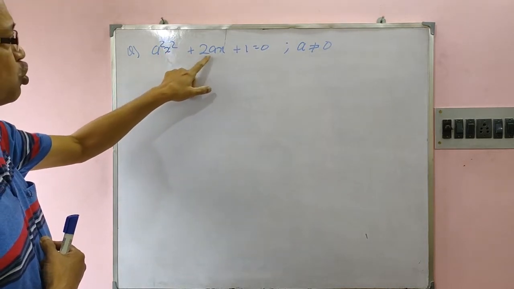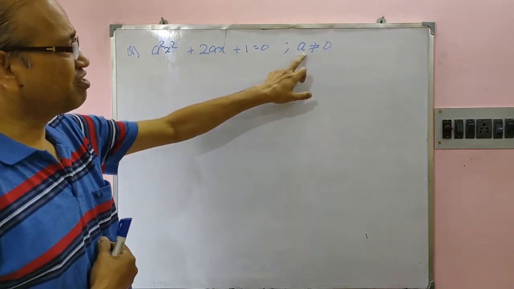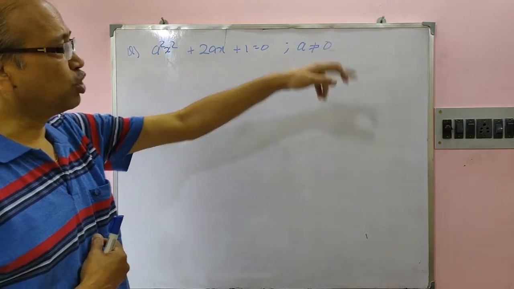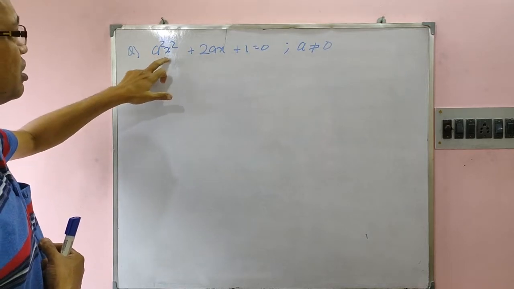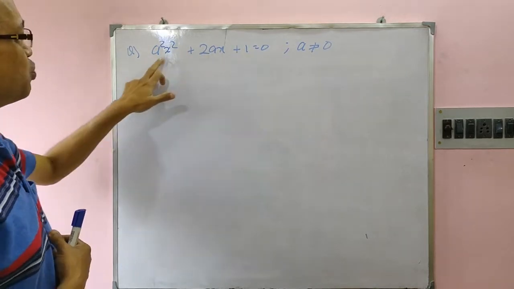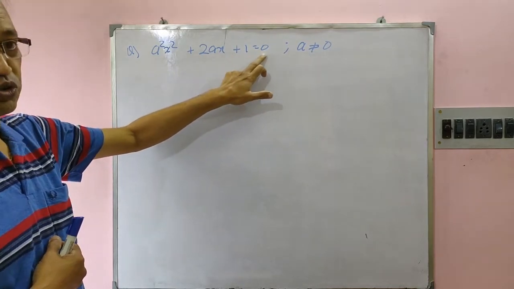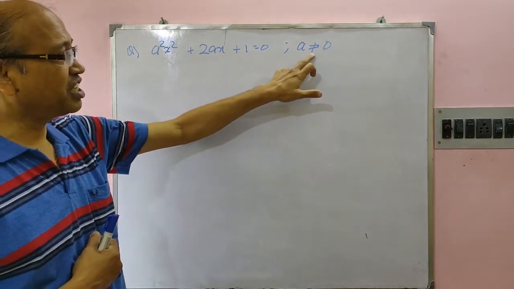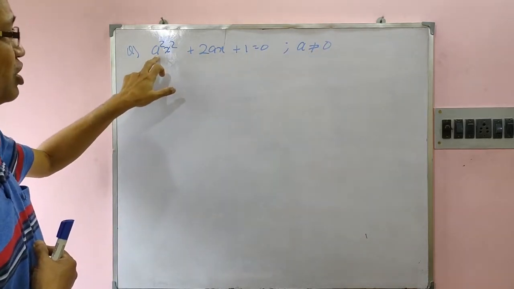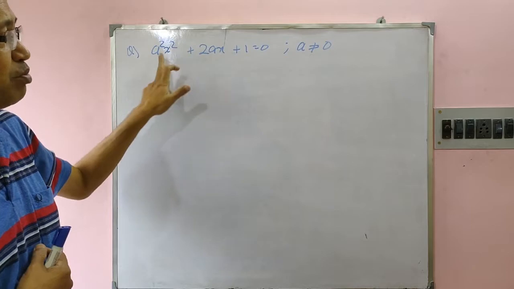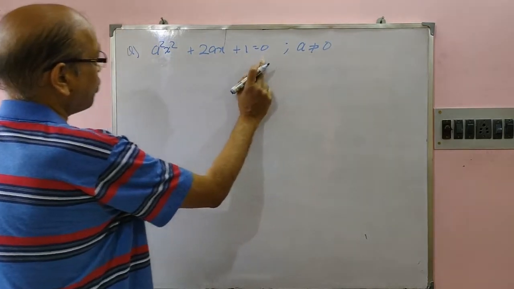The next question here. a square x square plus 2ax plus 1 equals 0, and it is given that a is not equal to 0. Why? If a would have been equal to 0, then this would become 0, this would become 0, and this would only become 1, and 1 is not equal to 0. That is why the condition is given that a should not be equal to 0. Okay, now let us solve this quadratic equation.